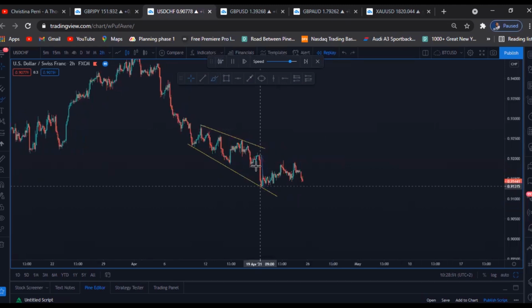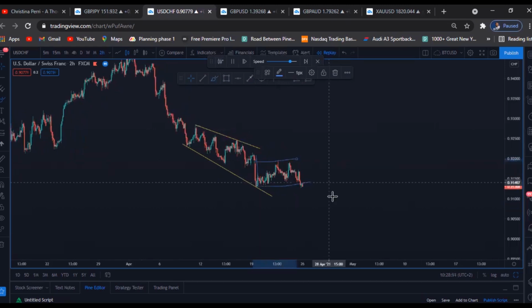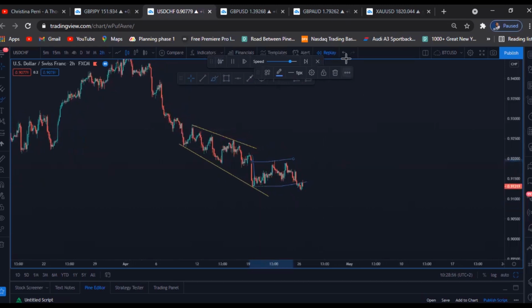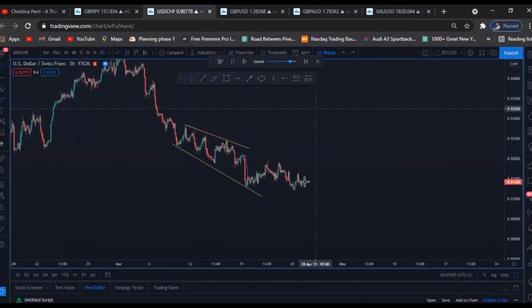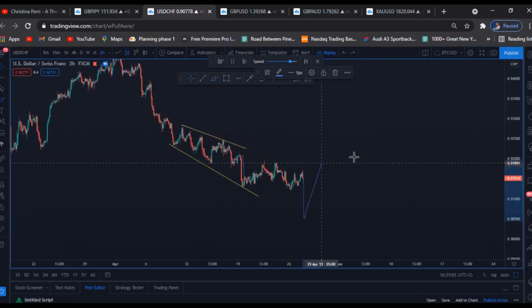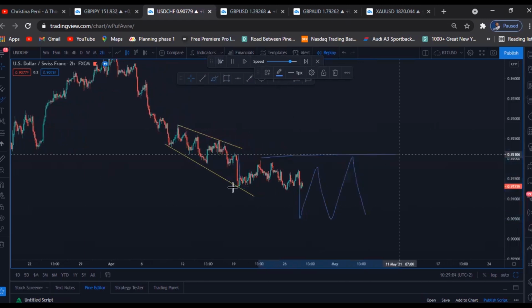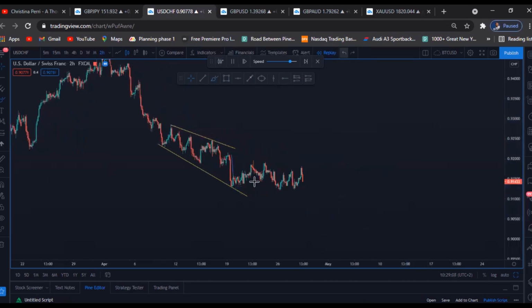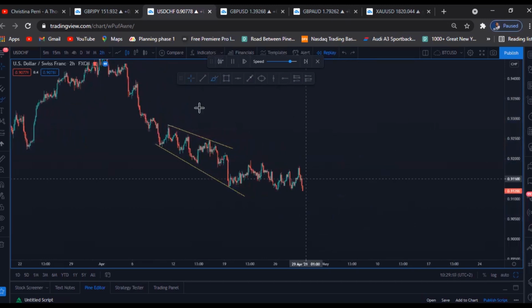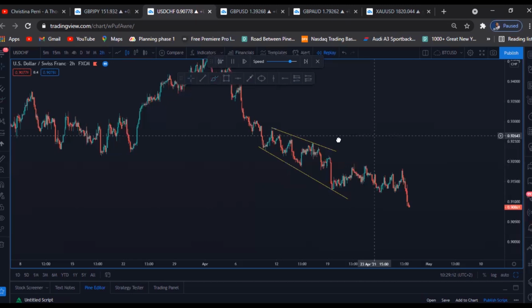So you can see that now we're forming an expanding type of continuation pattern. So for us, we still apply a bit more patience in this case, because you can see the market doing this expanding pattern before it shoots all the way to the upside. So we want to see the outcome or the full structure of the pattern before we can do anything.